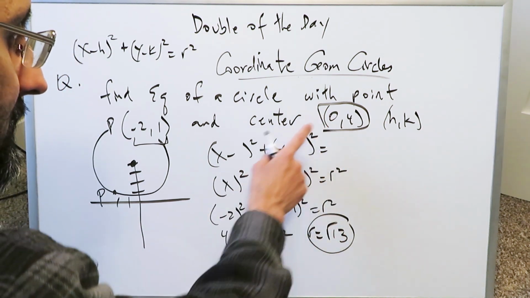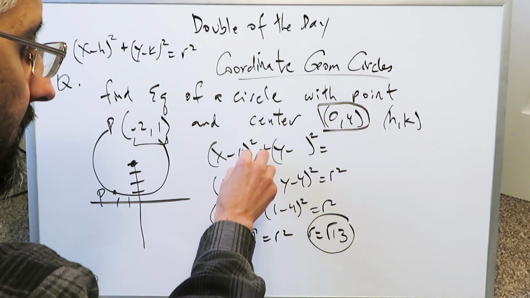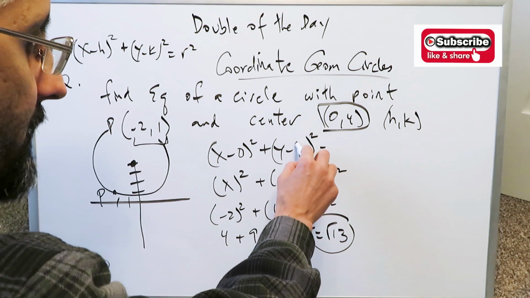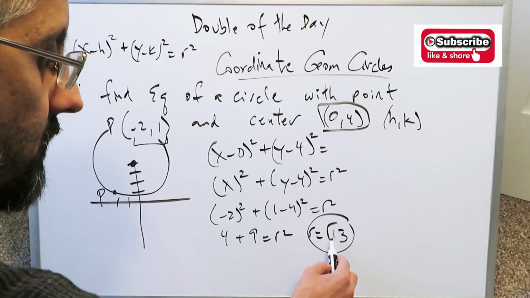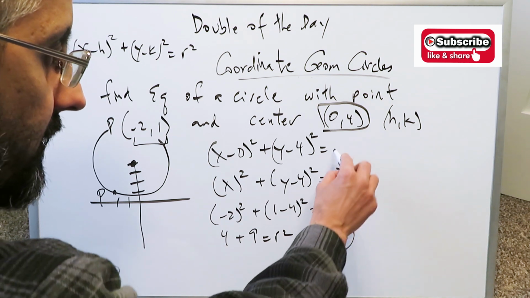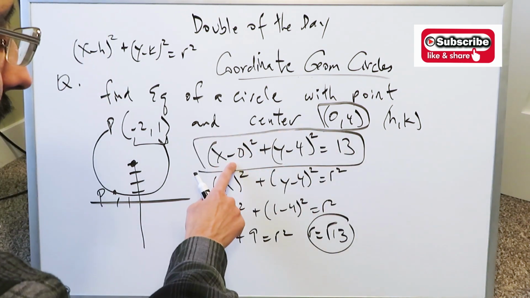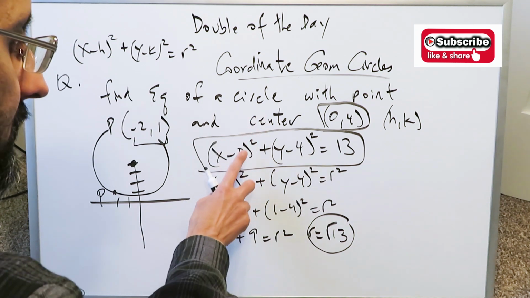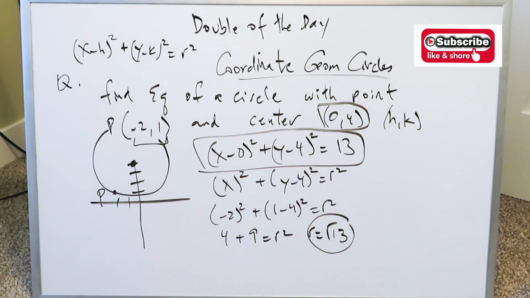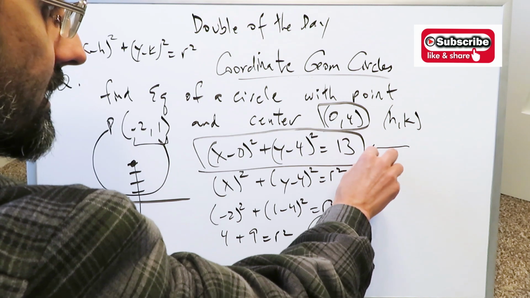I have (x minus 0) whole squared. You can write it as that if you want. I have (y minus 4) whole squared is equal to root 13 squared, because it's r squared, which will be just 13. This here is your equation. If you want to just write x squared over here, you can. You can do (x minus 0) whole squared. It's all good. But this here is your completed equation, and it's done.